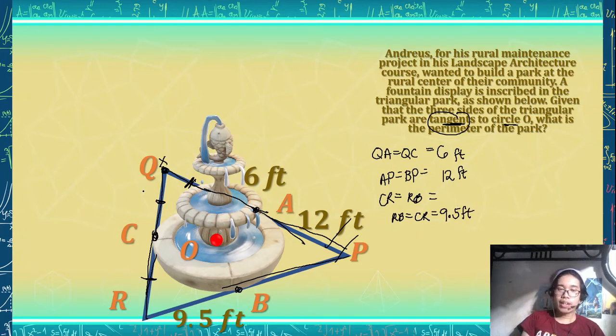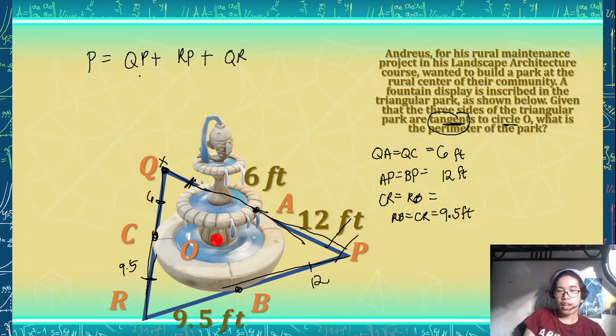And therefore, we can now solve for the perimeter of our given triangular landscape fountain problem. So for this one, this should give us perimeter is equal to QP plus RP plus QR. And since we know that QP is equal to 6 plus 12, we can add that. And then RP is equal to 9.5 plus 12. And QR is equal to 6 plus 9.5. We can add all of these.